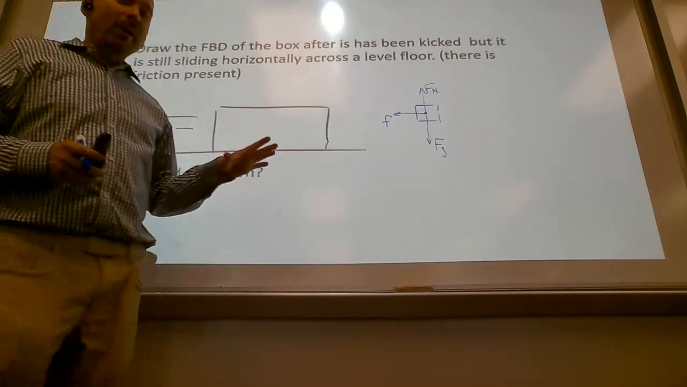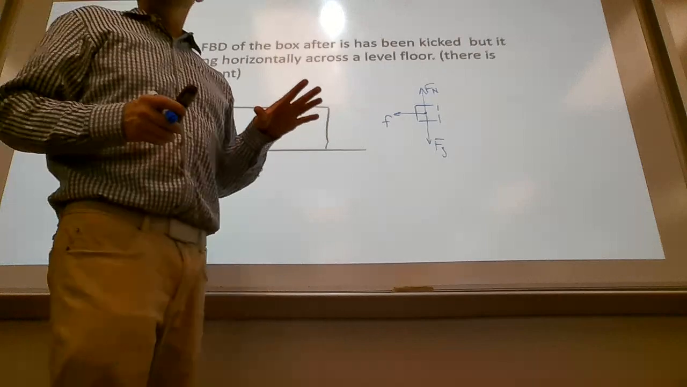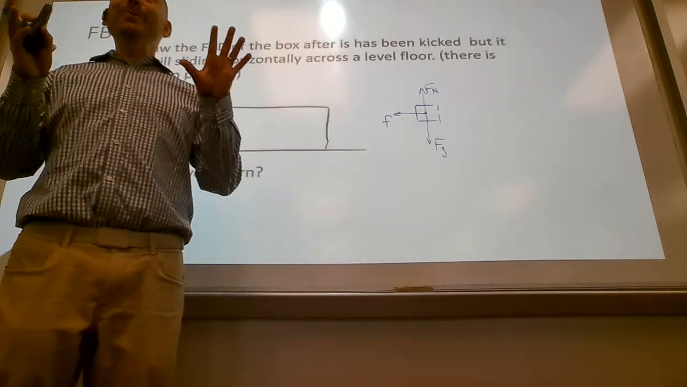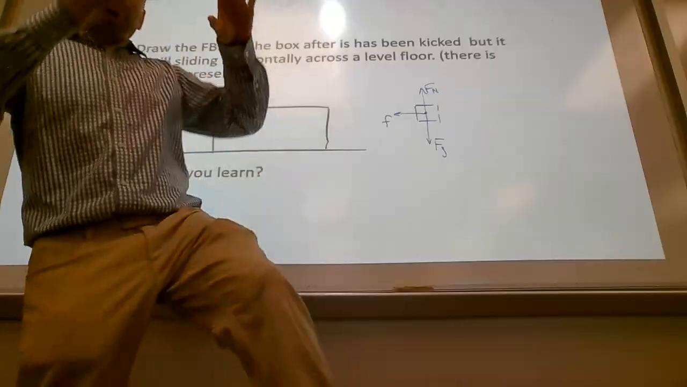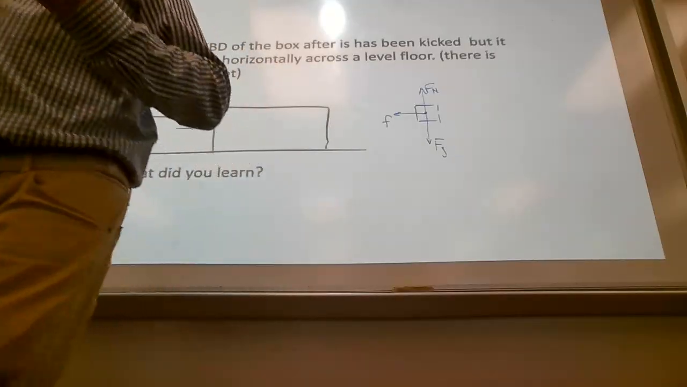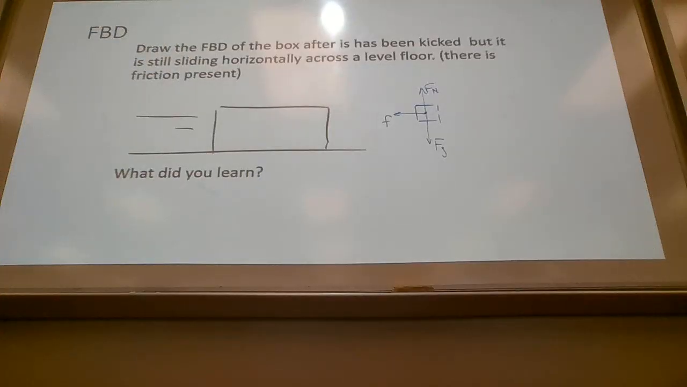Okay, so once it leaves my foot, I no longer exert a force on it. That would be really cool if I could, but once I leave contact, I no longer exert a force on it. So what keeps it moving? Why is it moving that way? Okay, yes, velocity. There's something more foundational.